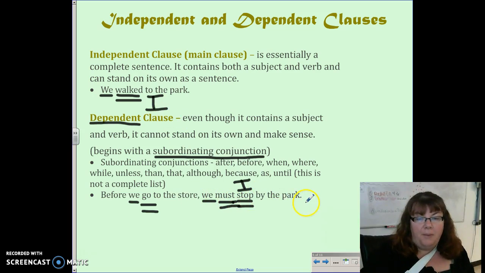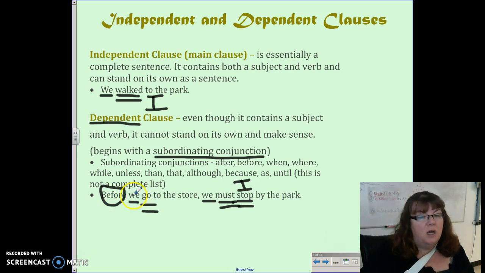We must stop by the park. You don't need any more information to go with this, okay? It has a subject, it has a verb, it's a clause. Now this other one here, "before we go to the store." If you look here, it starts with a subordinating conjunction, before. Even if you take off before, it says we go to the store. That works, but because it has the word before, you're required to have more information.